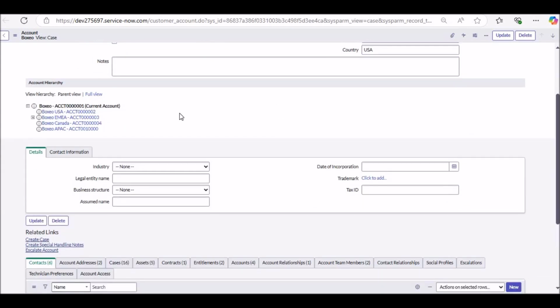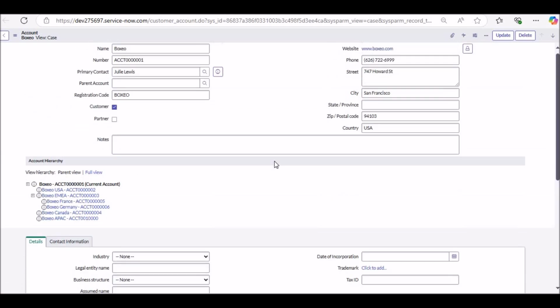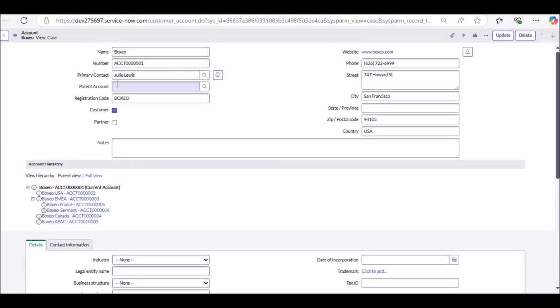In case any related entities exist, you can see here we have all these related accounts: Boxio USA, EMEA, Canada, and APAC. EMEA has a further connection with Boxio France and Germany. So we have this parent account here. In these accounts, the parent account is added, and that's the reason we can see them in hierarchy. So this is the parent view.